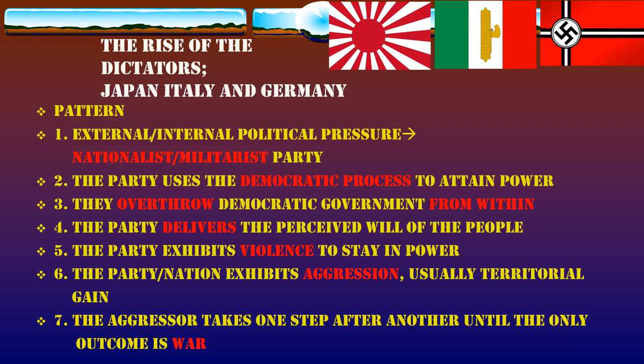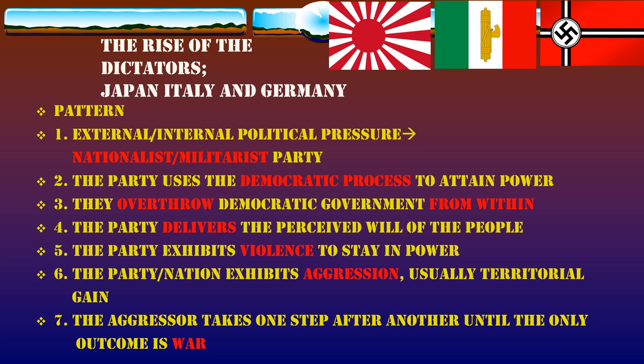So one way or another, these parties, step two then, these parties use the democratic process to attain power. I cannot overemphasize this. People lose sight of this all of the time. In none of these countries was there a military overthrow. There was not. In all three of these countries, Japan, Italy, and Germany, these political parties got elected. The dictators got elected. They were put in by the democratic process.